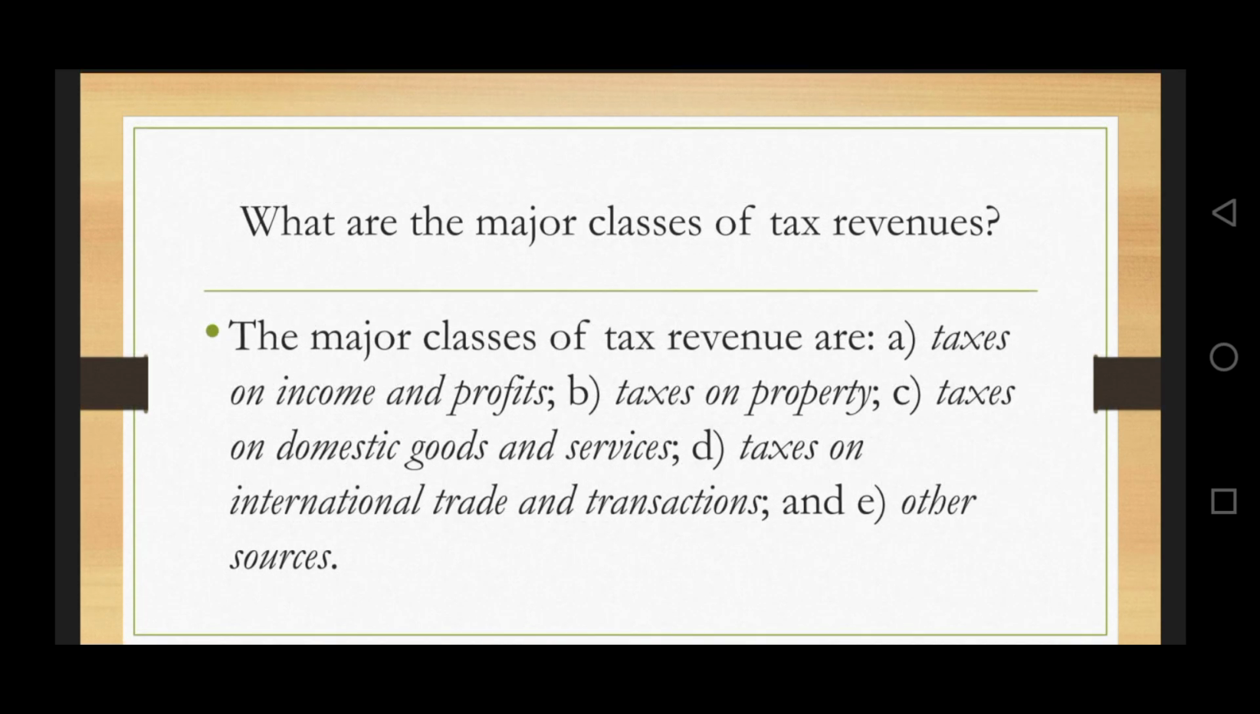These are the major classes of tax revenues. Number one is taxes on income and profits. Second is the taxes on properties. Third are the taxes on domestic goods and services. Fourth, taxes on international trade and transactions. And lastly, other sources that may be considered taxable.